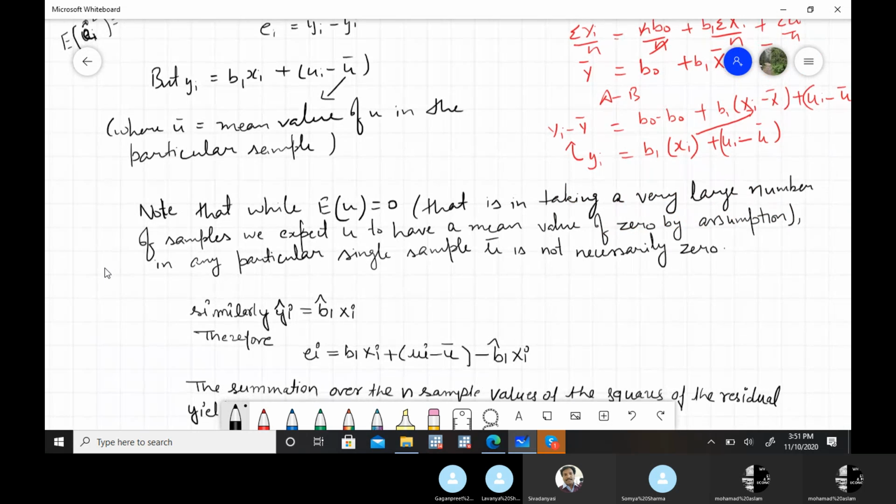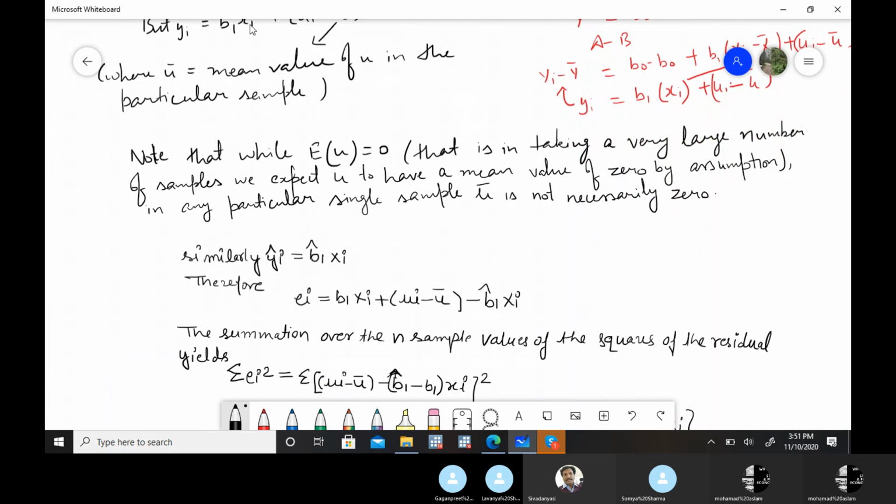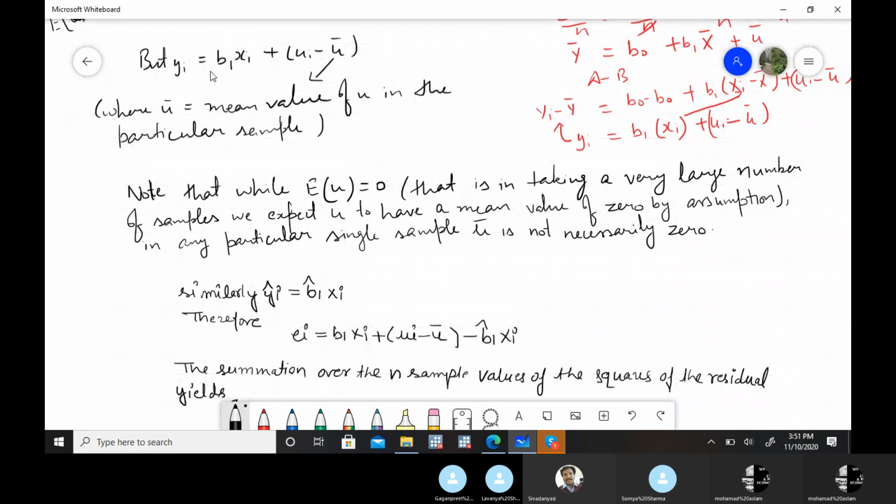Now, from this particular deviation form, we can say that y hat is equal to beta 1 hat xi, because when we take the expected value of y, the expected value of u is 0, so we will only remain with this particular value. So our residual term is equal to ei equals beta 1 xi plus minus. What this means is that this particular equation is, this is the residual, right?